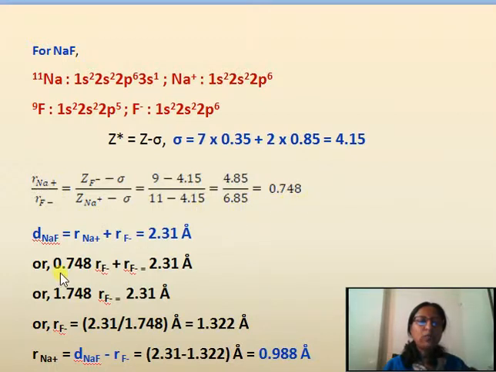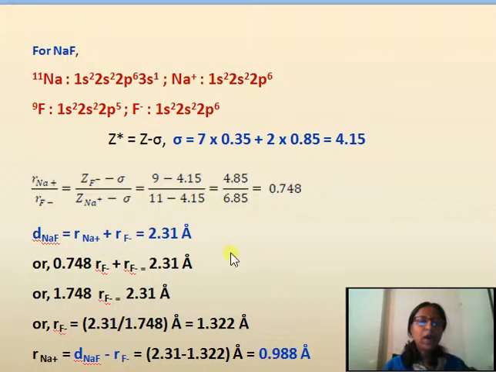So we can put 0.748 into R F minus instead of R Na plus. Now solving this equation gives us the value for R F minus, which is 1.322 angstrom. We have the D NaF value, 2.31 angstrom, so if we subtract the value of R F minus from 2.31, we get the value for R Na plus, and this becomes 0.988 angstrom.